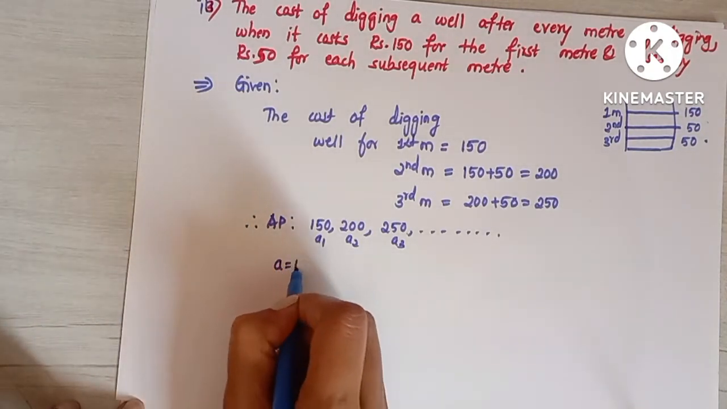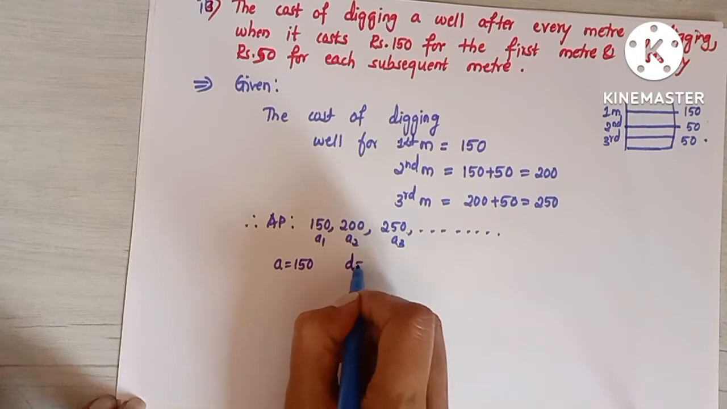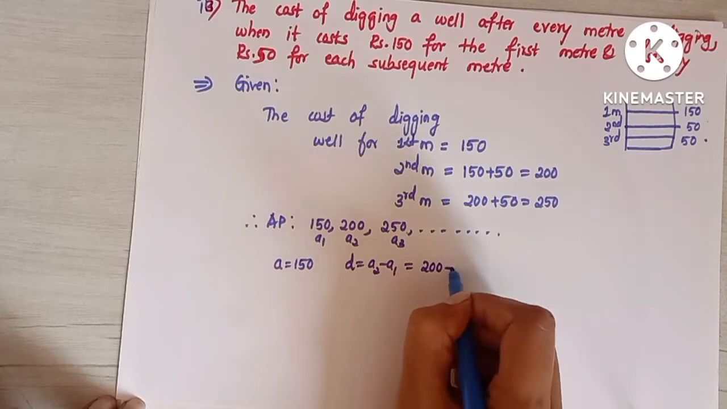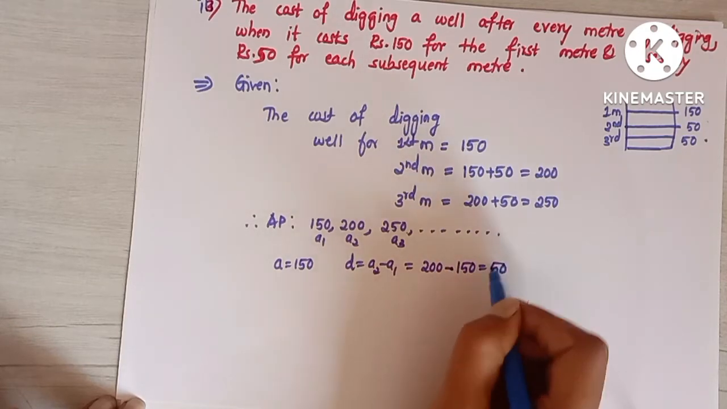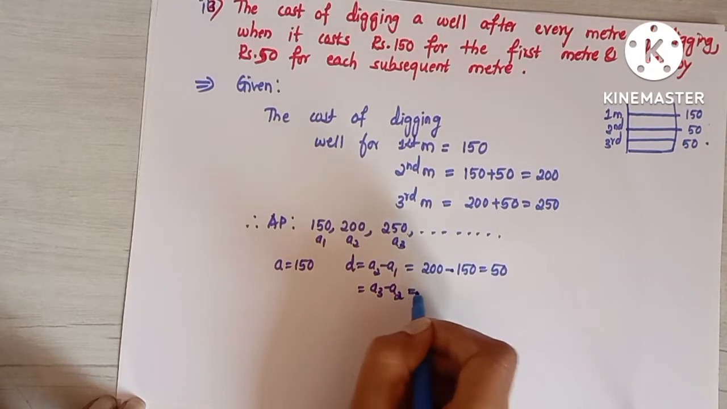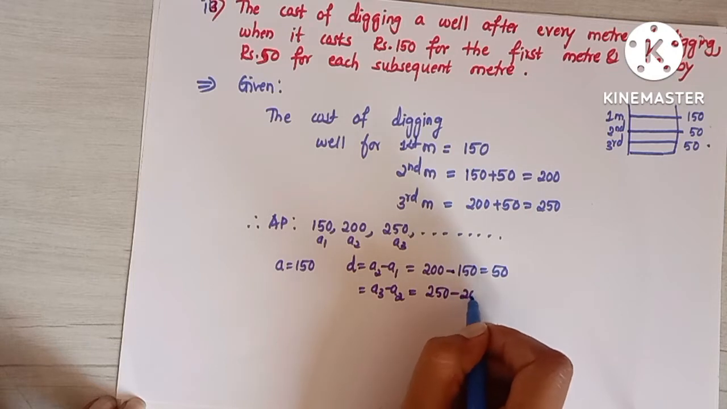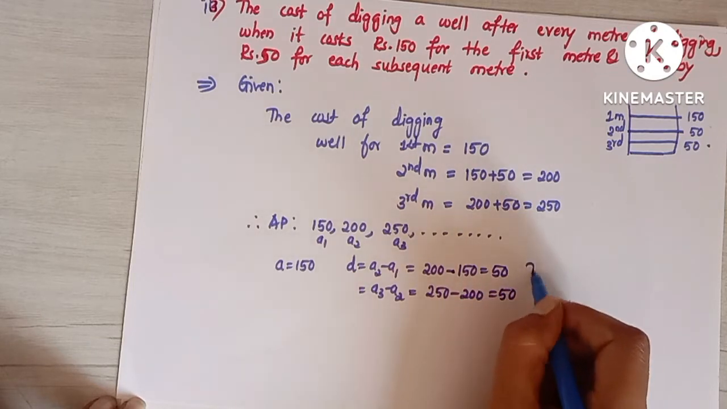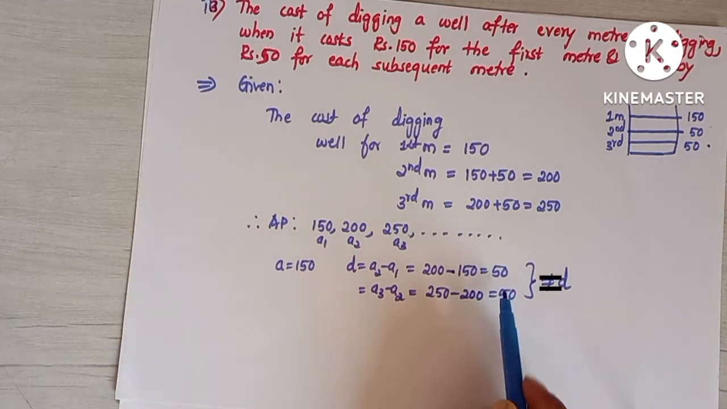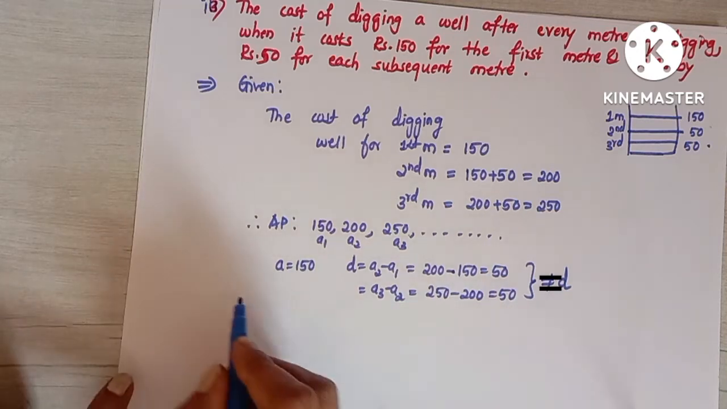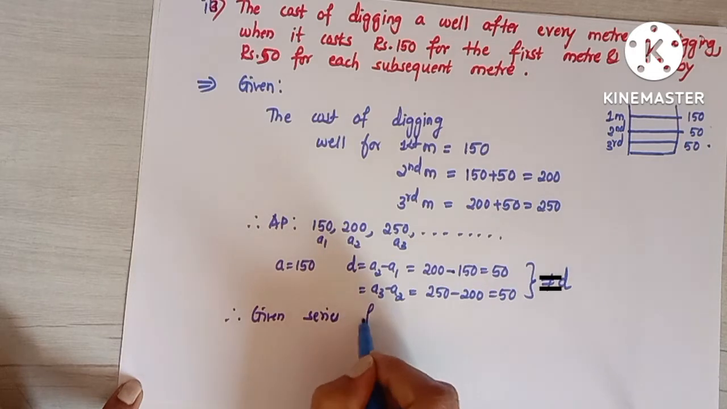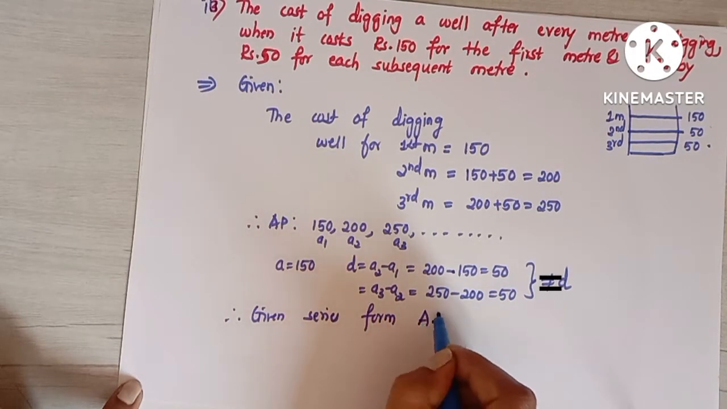So here A is 150. What is D? D is A2 minus A1, that is 200 minus 150, which is 50. And D is again A3 minus A2, which is 250 minus 200, which is equal to 50. So these are equal to D, means the common difference is common. Therefore, the given series forms an AP.